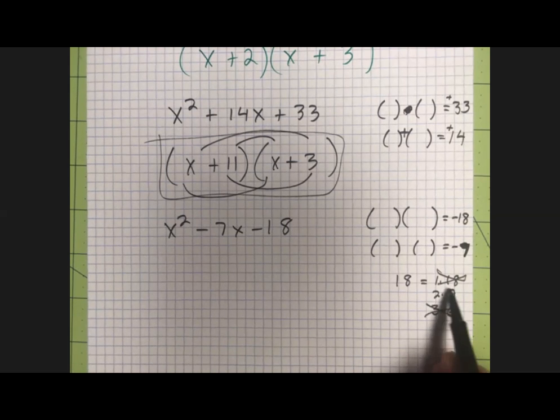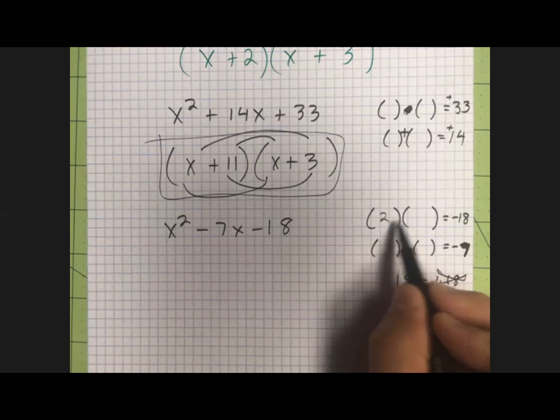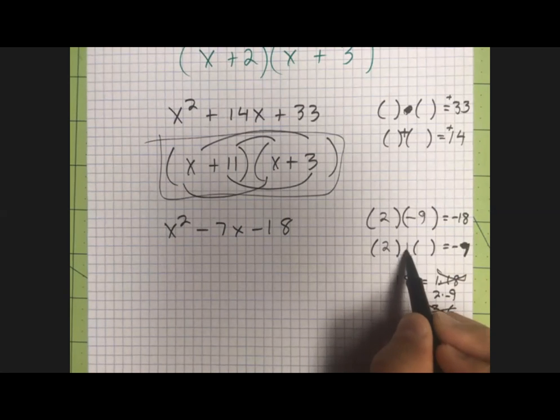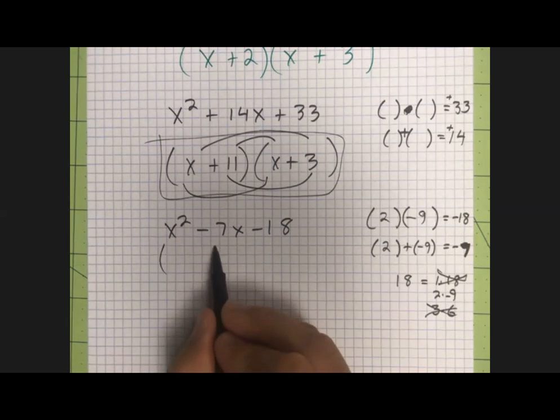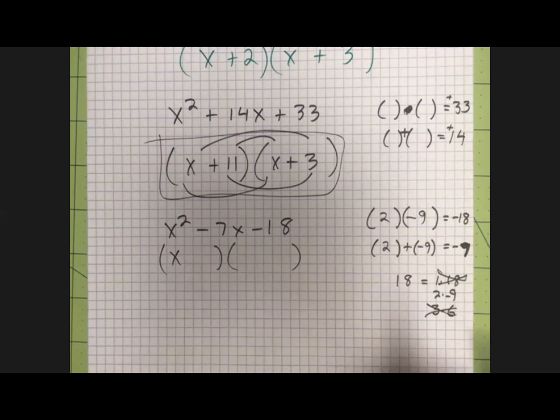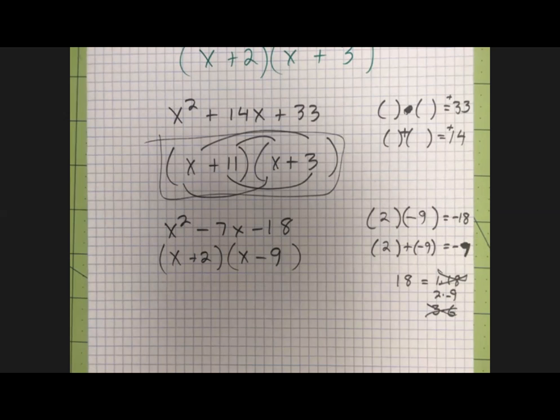Now you settle on this 2 and 9. Say, can I make a 7 out of that? Sure I can. Can I make a minus 7? That's what I want. Yeah, let's try 2 times minus 9. 2 times minus 9 gives me a negative 18. 2 plus minus 9 gives me a negative 7. The moment you do that, you have the answer. And that is factoring trinomials, partly.